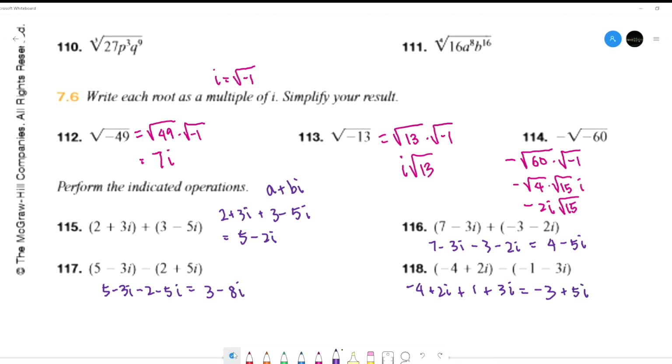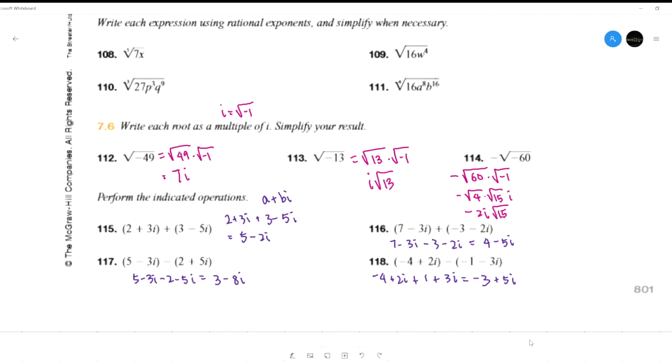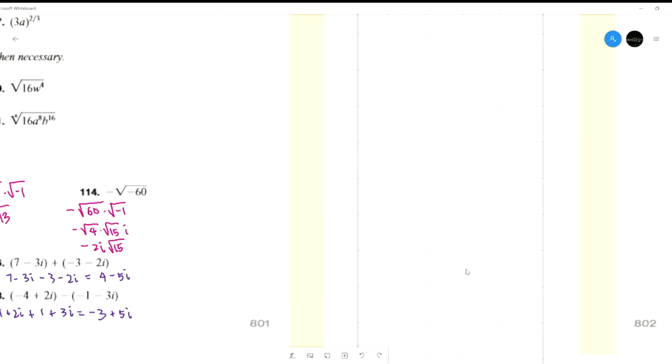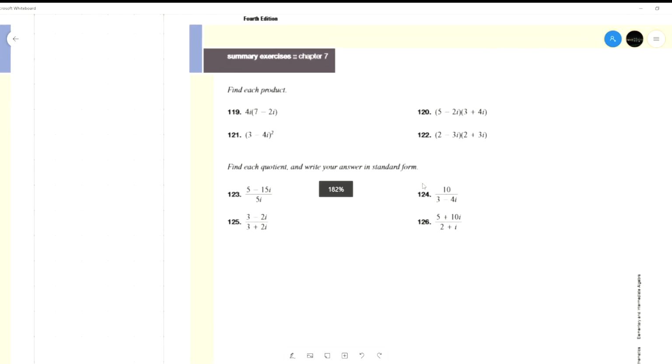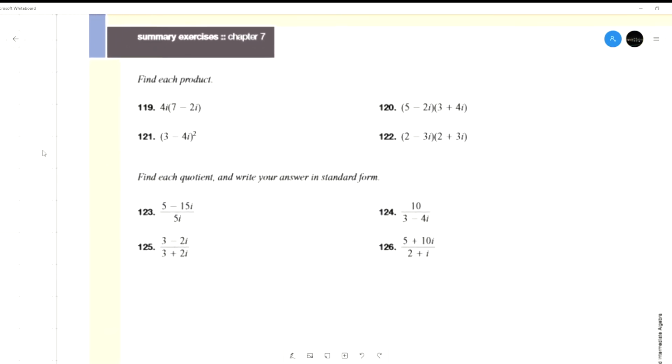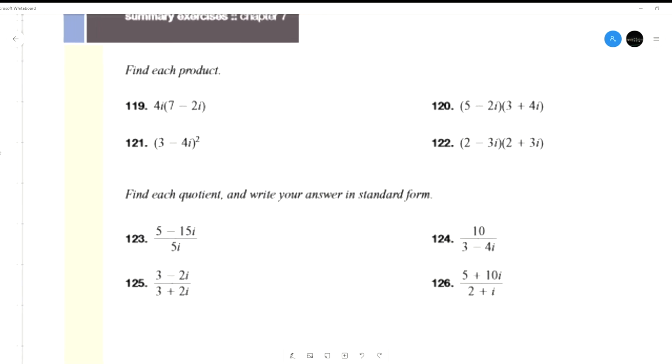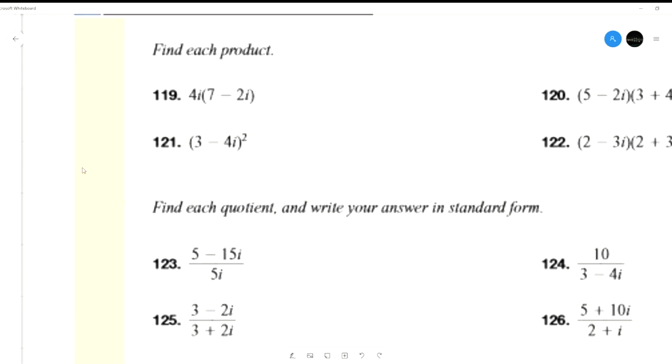Okay? Any questions with the first bunch of problems here? How did you do? Did you get them all right? Hopefully. If you have questions, you can type in chat or ask. Okay, let's try our multiplication next.